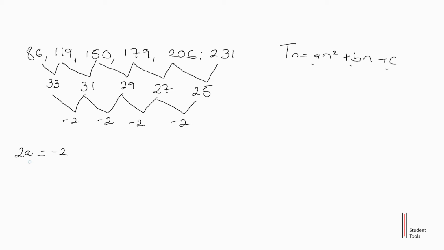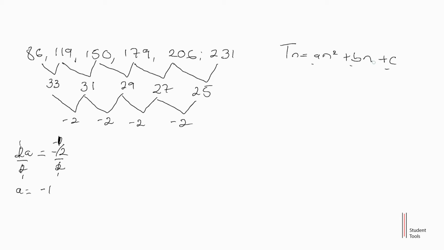So now let us solve for A. To solve for A, we have to divide by 2 both sides. This will cancel this, and this will cancel that. So here 2, here goes here once, and here we have negative 1. So A is equal to negative 1. So now we have the value of A as negative 1.